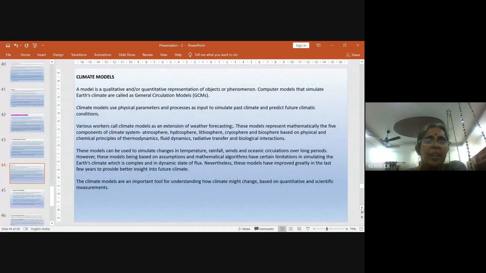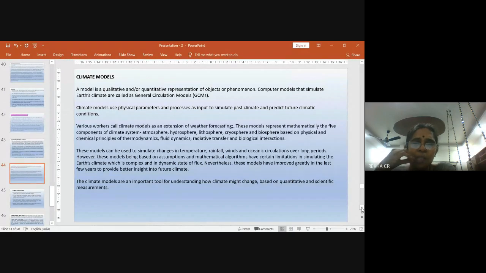So a climate model is a quantitative or qualitative representation of objects or phenomena. These computer models simulate the Earth's climate and are called general circulation models. Various workers call these climate models an extension of weather forecasting. These models represent mathematically the five components of the climate system, namely the atmosphere, hydrosphere, lithosphere, cryosphere, and biosphere, which is based on physical and chemical principles of thermodynamics, fluid dynamics, radiative transfer, and biological interactions.